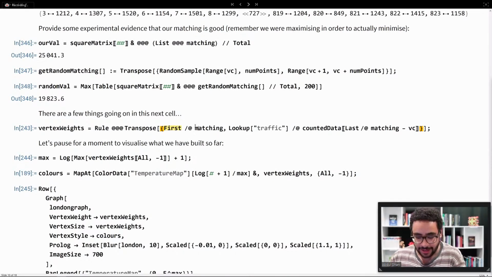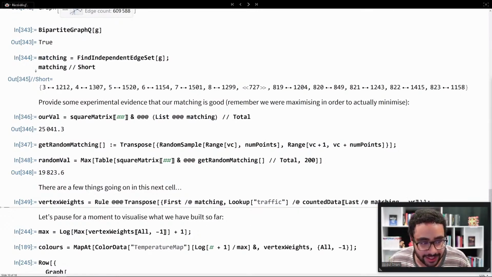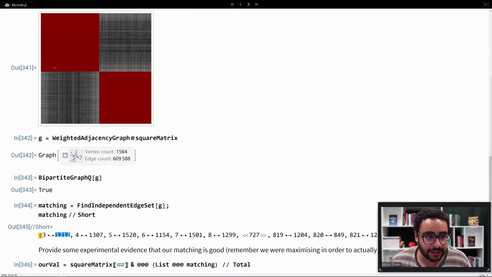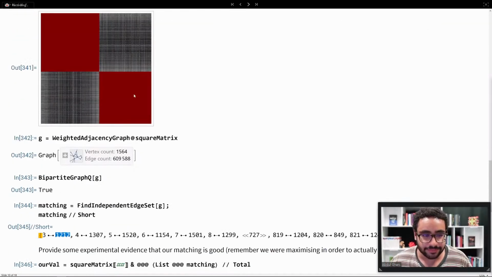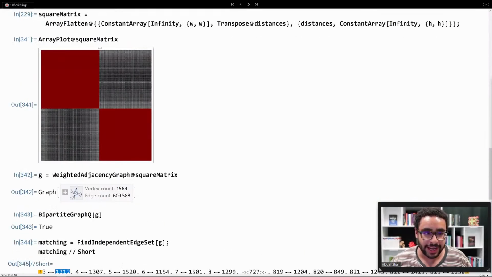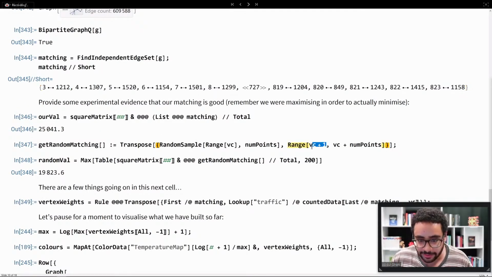And then we're going to find our vertex weights. Okay, so let's actually look at this matching. If we look at what we've done, first of all, we have our nodes in our graph of London. And then on top of that, we have our cameras. So these cameras are going to have bigger numbers, essentially. The first camera will have the coordinate number of nodes plus one. That's where this sort of thing comes from.